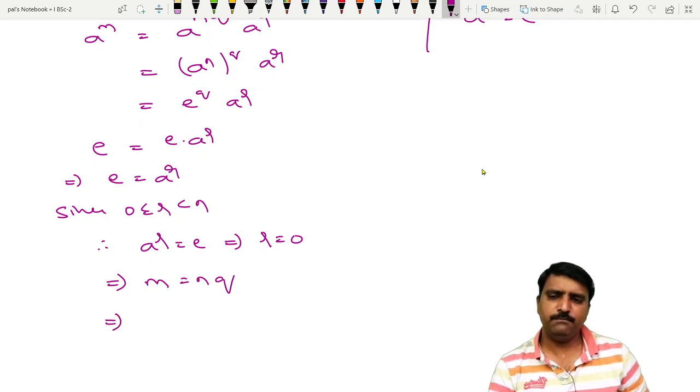So what it indicates? M is an integer, n is an integer, q is an integer. We write m as a product of n and q.